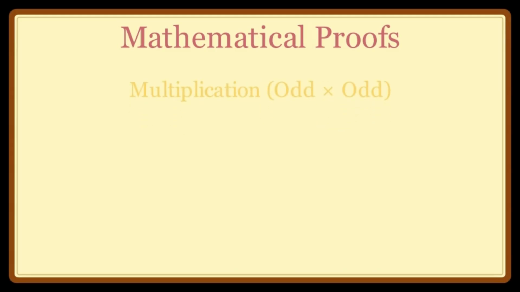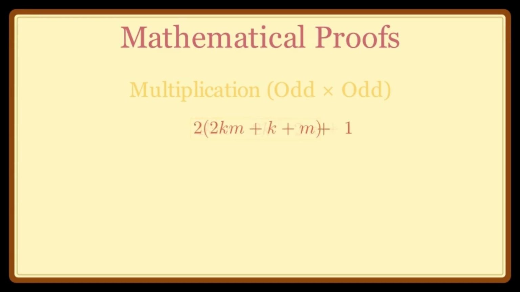Then we have the rule for multiplying two odd numbers. The rule states that the product of two odd numbers is always odd. Let us prove it. We take our two odd numbers, 2 times k plus 1 and 2 times m plus 1, and we multiply them together using the FOIL method. We end up with 4 times k times m plus 2 times k plus 2 times m plus 1. Look closely at those first three pieces, they're all multiples of 2.